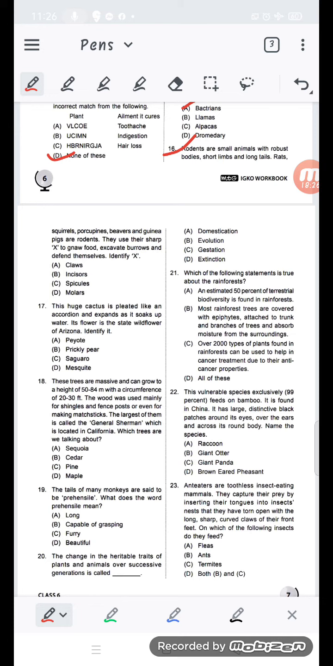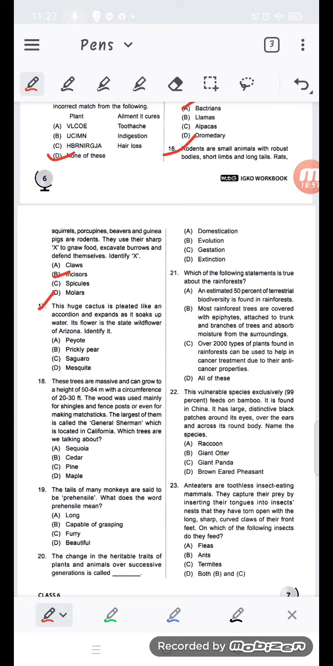C is piculus. D is molars. So, claws are not a type of thing that can gnaw food, they are not sharp at all. Incisors, like a scissor, are sharp. So we have the answer, that is option number B. Option B is our correct answer.